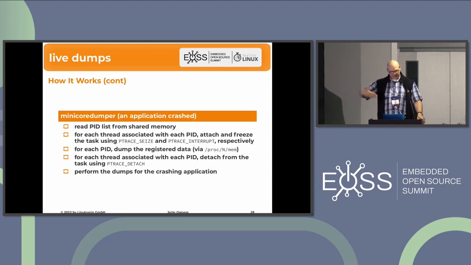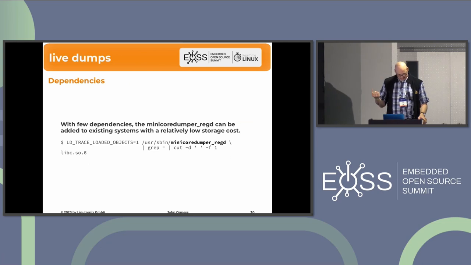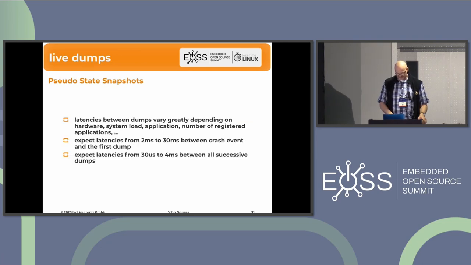And so when the minicoredumper is actually invoked because of a crash, it's going to read this PID list, and then for each of those PIDs, it's going to use the ptrace interface to freeze them all, and then go through those variables to grab the data that you want. You're not going to have core dumps of those things. It's not creating a core file of them. It's just going to grab special registered data of all of those. Also, basically, no dependencies.